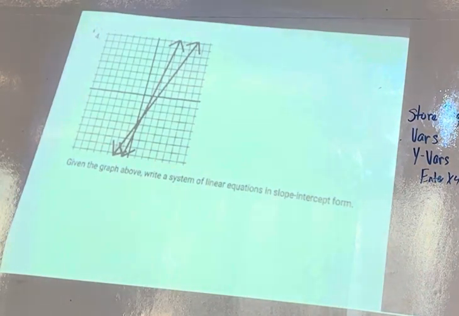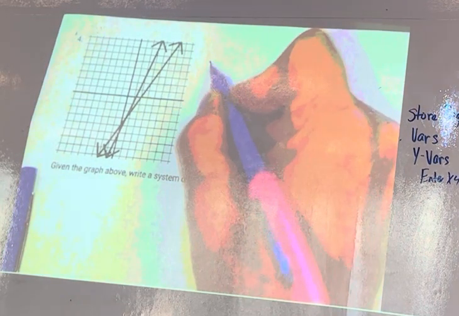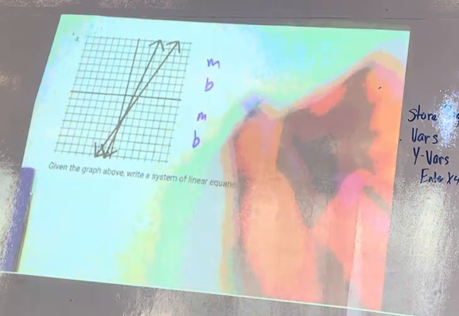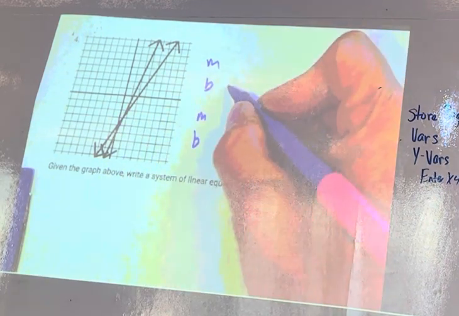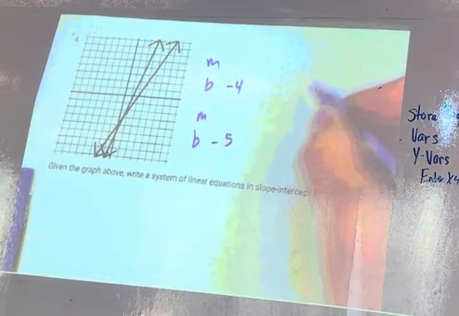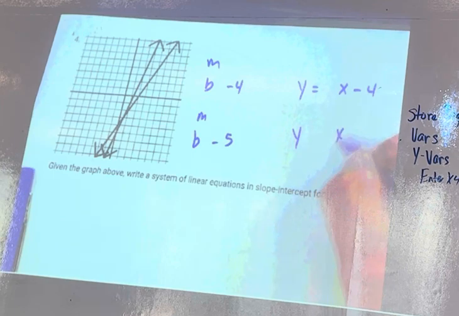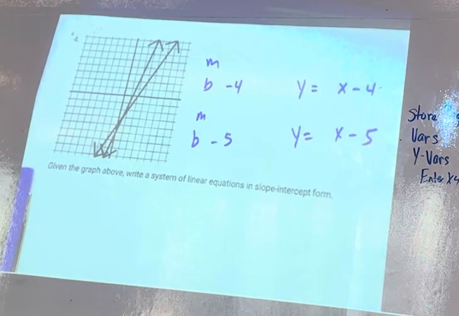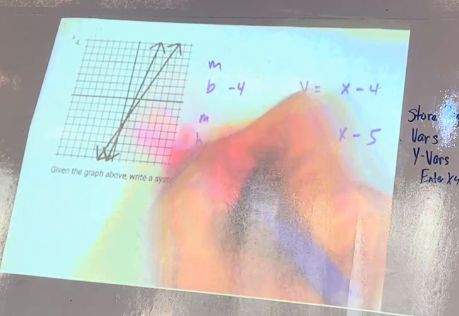So number 4, tell me about the slopes. They're both what? Positive. And we have a b at negative 1, 2, 3, 4, and negative what? Negative 5. I think. Yep. Okay. Which slope is less steep? The one on the right. The one on the right, and that is negative 4 or negative 5. So the less steep is the negative 4.